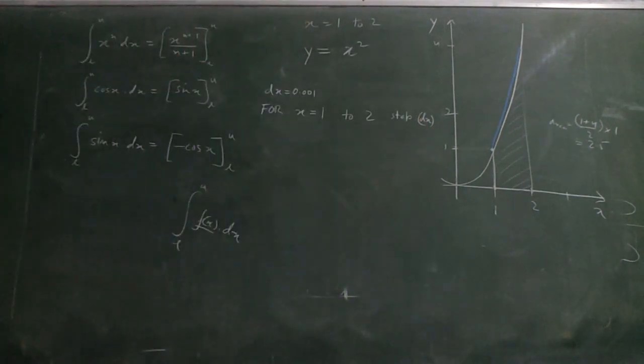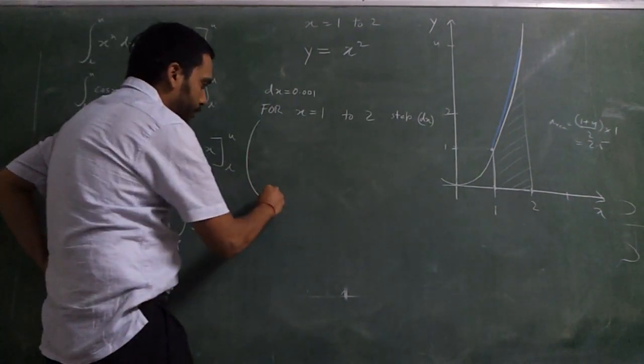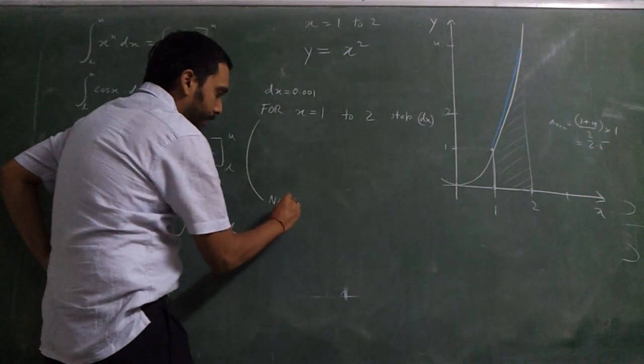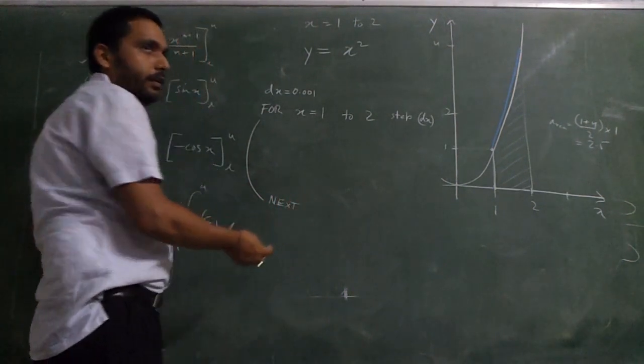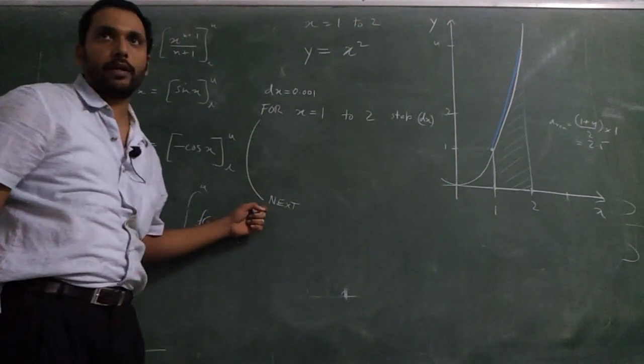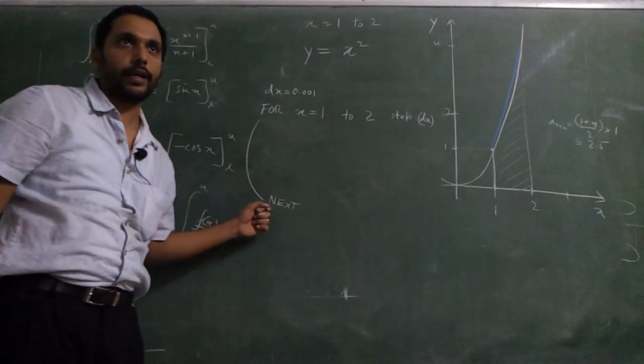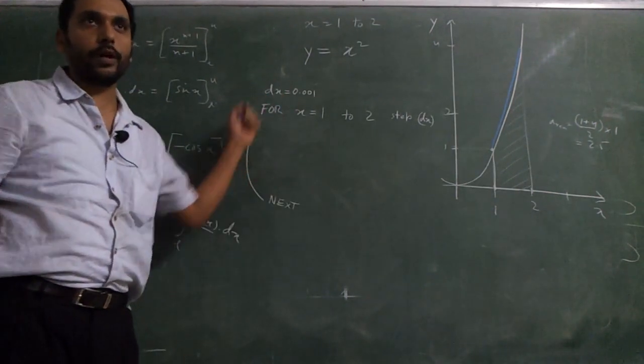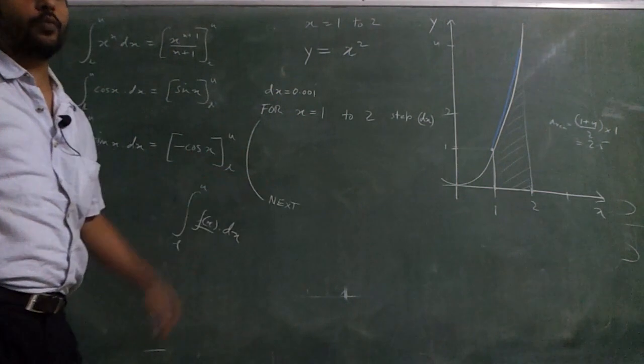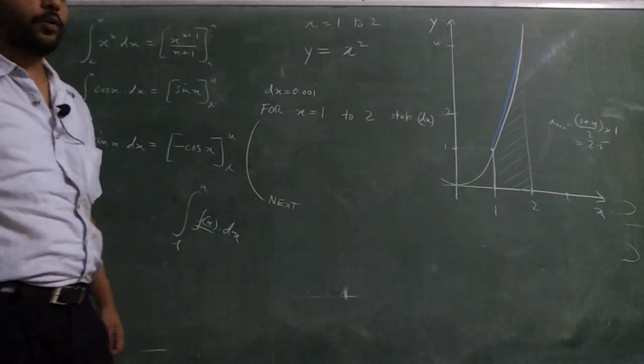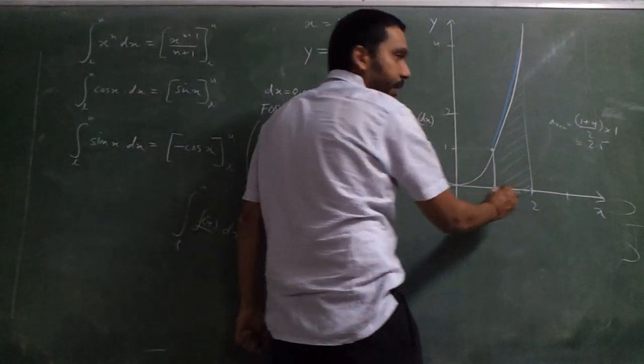Get the point? So this loop goes from for till where it ends. In some languages you have a bracket from here to there. In some languages you have a for to next. This is a loop. It will keep on going. In the loop, what we have to do is calculate the area of each rectangle.